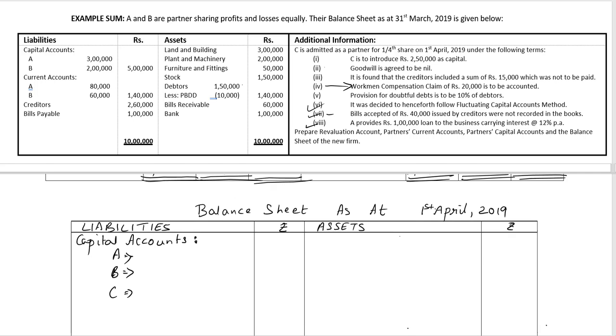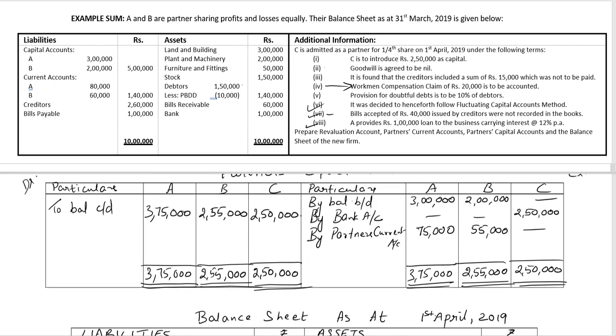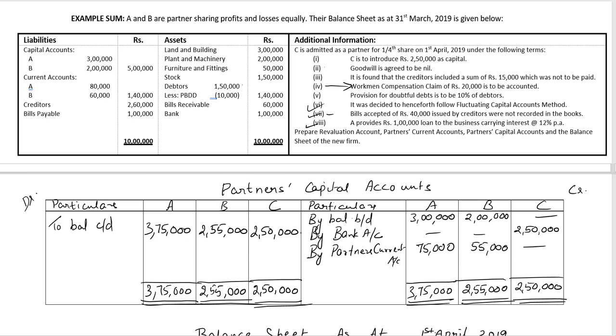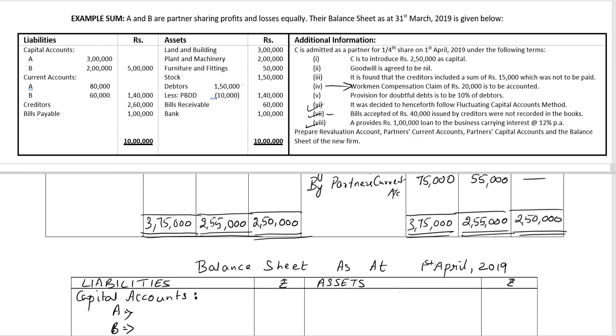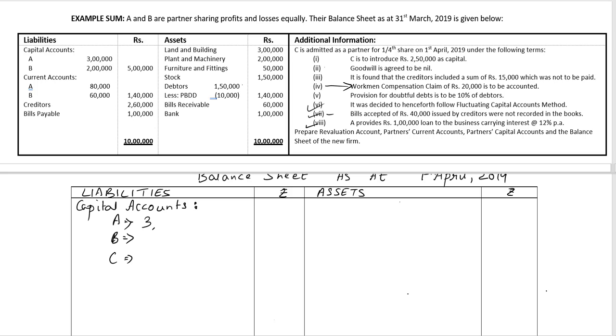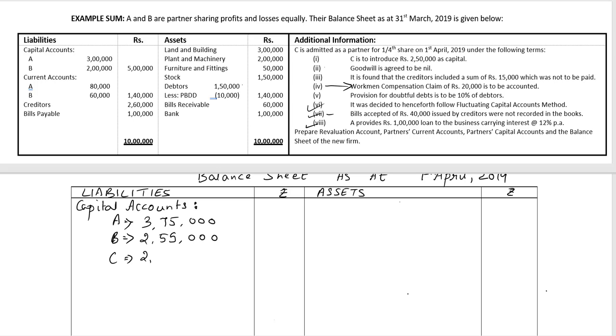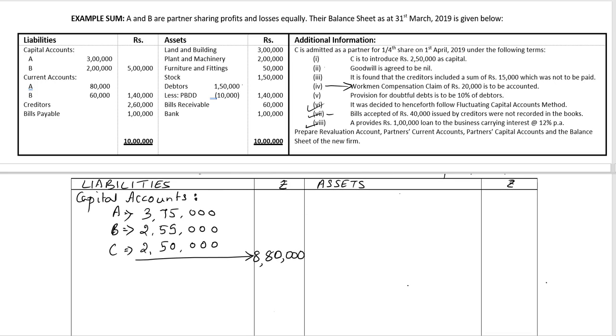Let's check out the balances of the capital accounts. It's 3,75,000, 2,55,000 and 2,50,000. It totals to 8,80,000 rupees. Let's go to the next item, creditors.